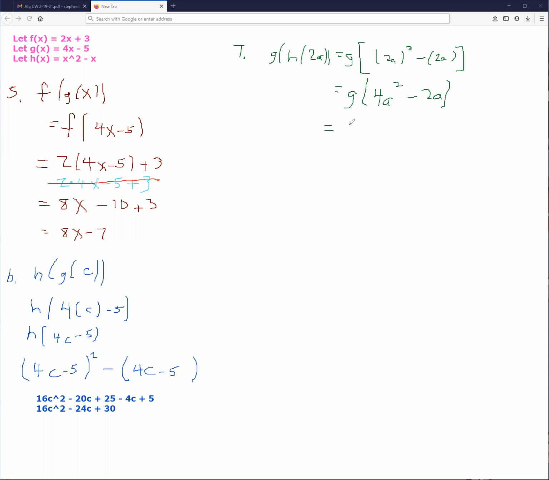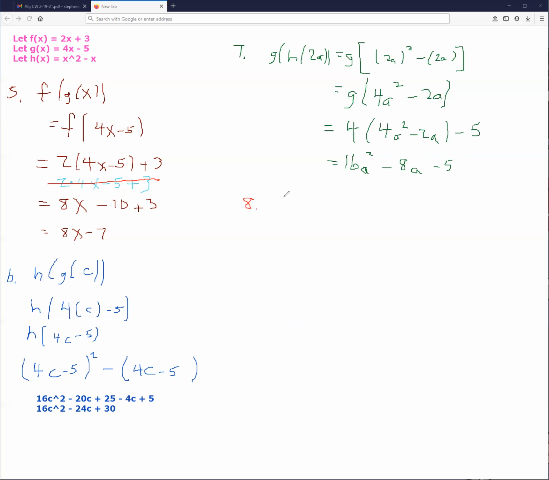All right, and now g of 4 times stuff minus 5, 4a squared minus 2a, which is 4 times 4a squared is 16a squared. 4 times negative 2a is negative 8a, and we still have minus 5, and there are no like terms to collect, so we leave it alone. One last one, and then I'm going to call it a day here. So what if we said number 8?